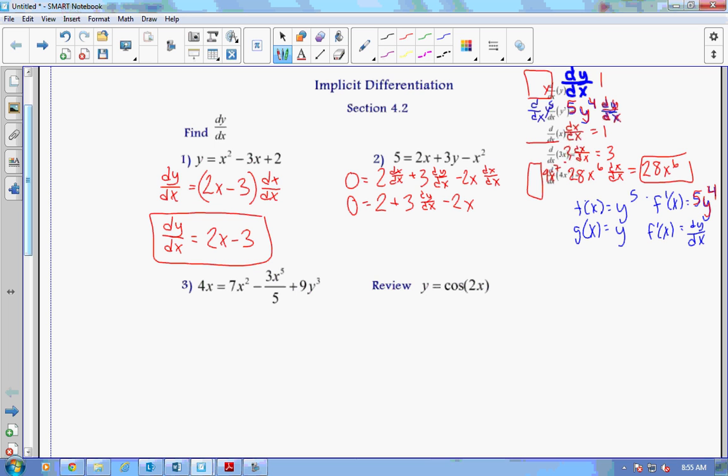So what does finding dy dx mean? Solving with inverse operations. So you want to isolate it, get it by itself. So anything that's, either you need to move dy dx to the left, or you need to move everything else to the left.